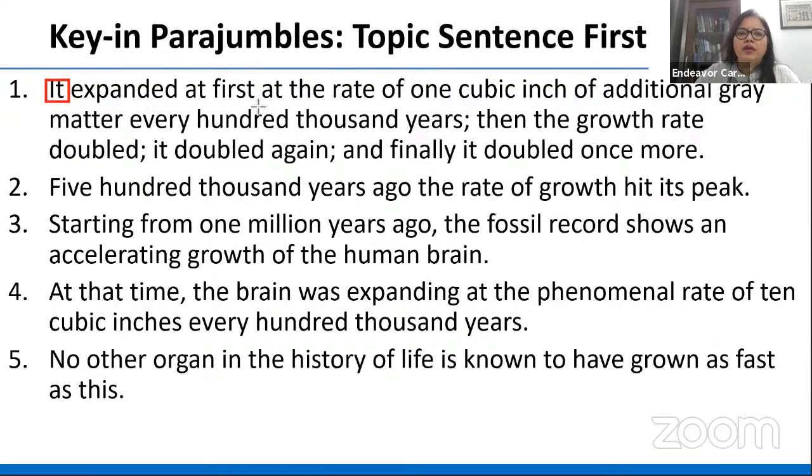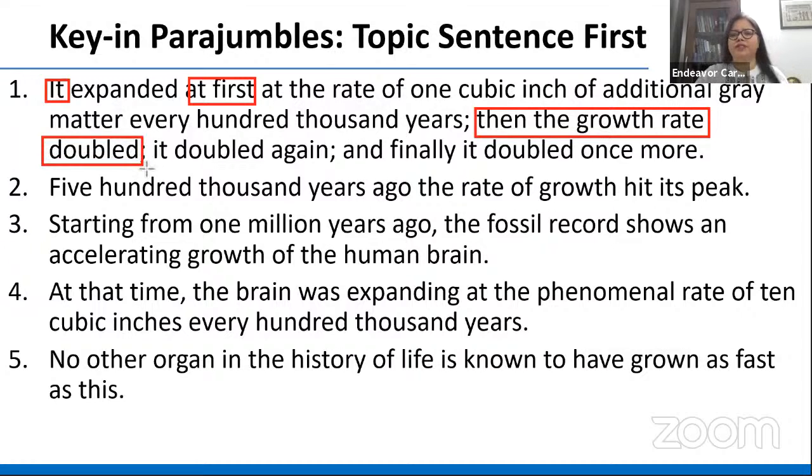At first, at the rate of 1 cubic inch of additional gray matter every 100,000 years, then it doubled, the growth rate doubled. Okay. So very important detail. It doubled again and finally it doubled once more. So there is an "at first." That tempts me to start with this, but then it's an "it." So when I come across a pronoun, I'll want to look at what it is referring to.